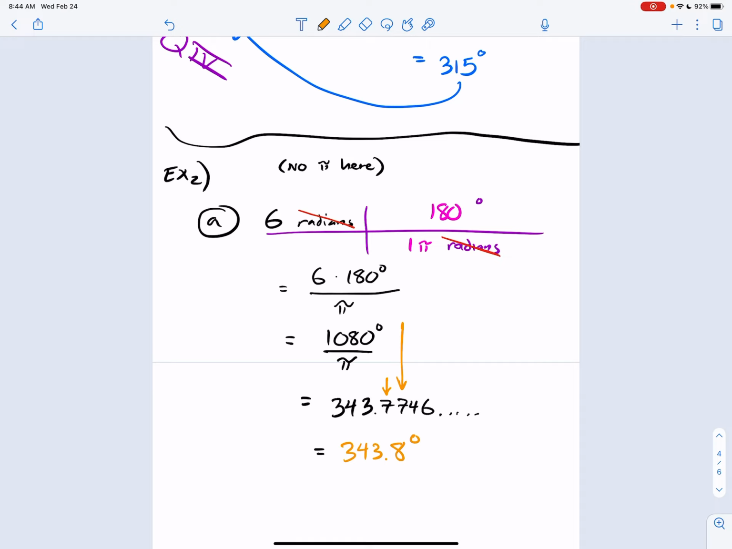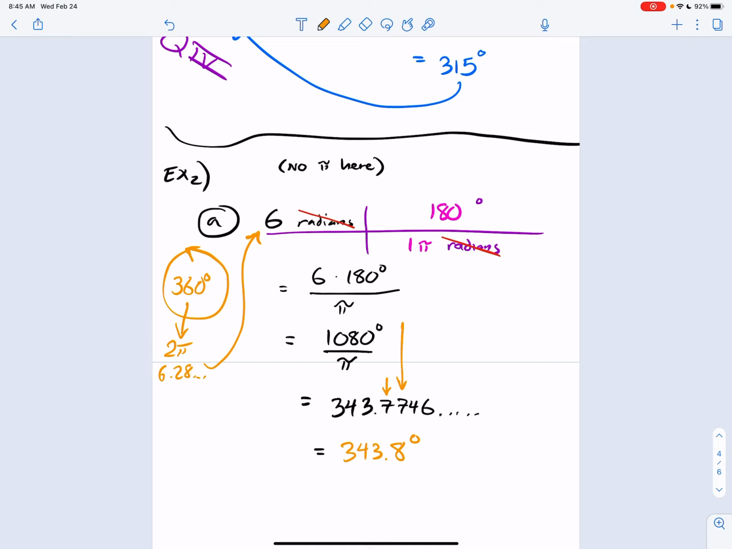Which kind of makes sense because remember, a full circle is 360 degrees, which was the same thing as 2 pi. And 2 pi is about 6.28 something, which is kind of what we have. So it's a little bit shy. Okay?